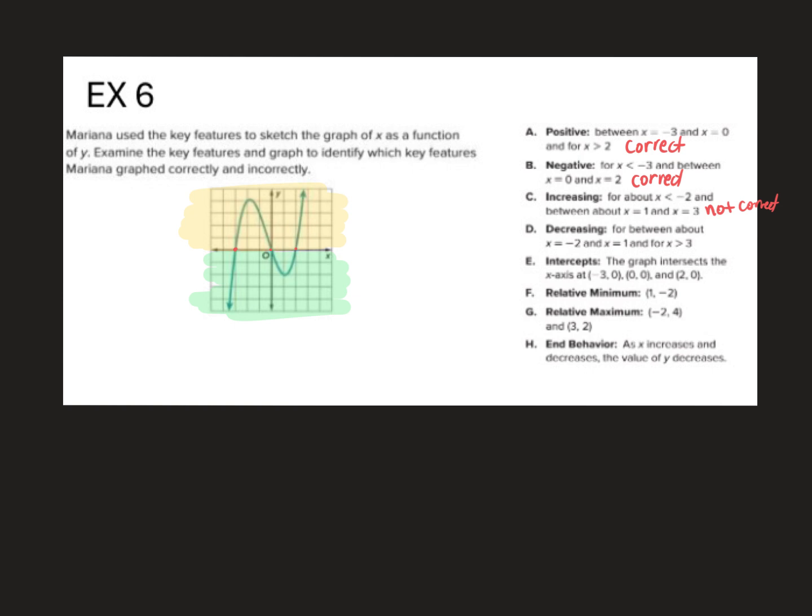Okay, letter D, decreasing between x equals -2 and x equals 1. I do think it's decreasing there. And for x greater than 3. So for x greater than 3, 1, 2, 3, it's saying that graph is decreasing, and that is not correct.